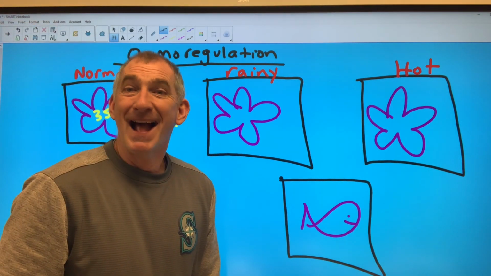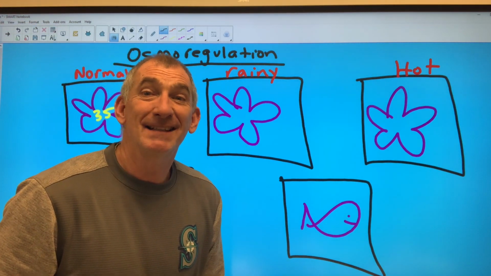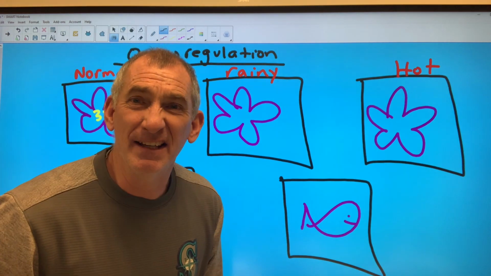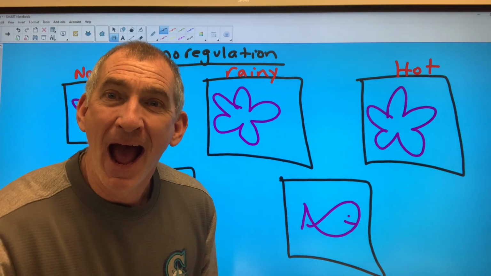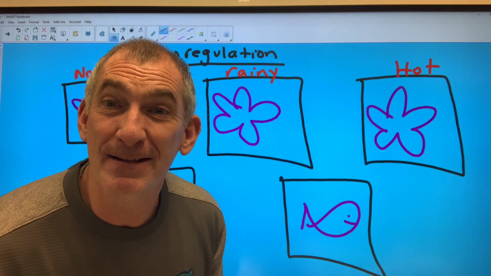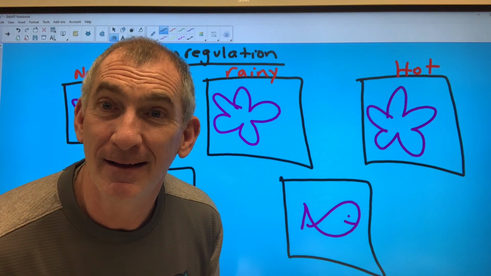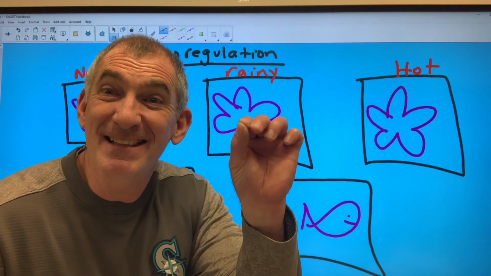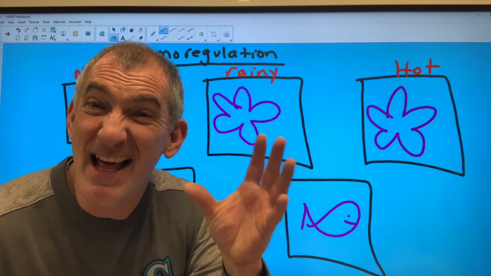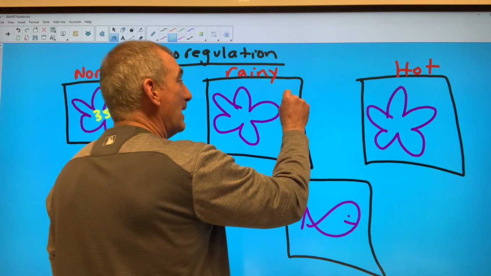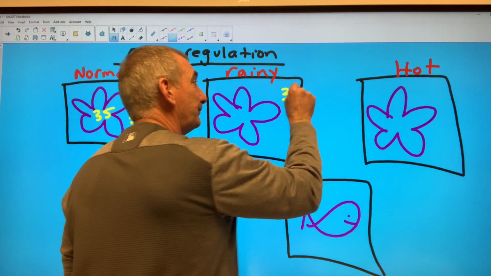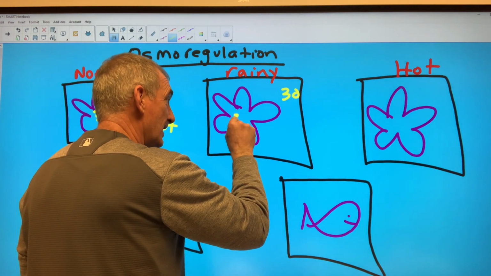Situation number 2. Classic day in Seattle. The tide goes out. It's raining. It's just raining. How's that going to change the salinity of the tide pool? We just learned it. You're right. It's going to make the salinity go down. It's going to be less salty. I don't know, maybe it's going to be something like 30. And inside the starfish is still 35.